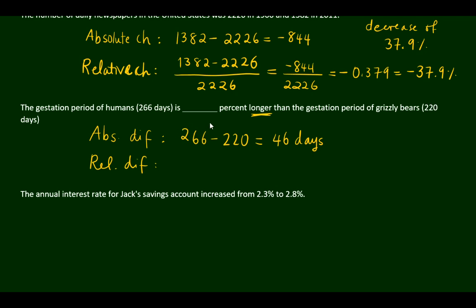But in that case, the relative difference will be different. So be careful which number you're comparing to. Right now, 266 is compared to 220. So it's going to be 266 minus 220 divided by 220. If 220 was compared to 266, then you would flip these two and the bottom would be 266, because that means you're comparing 220 with 266. In this case, we got 46 divided by 220, which is 0.209, which is 20.9% longer.